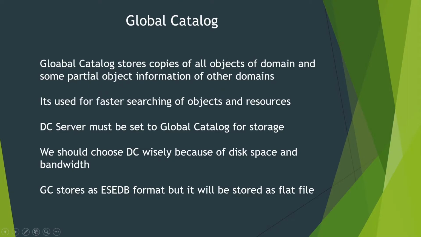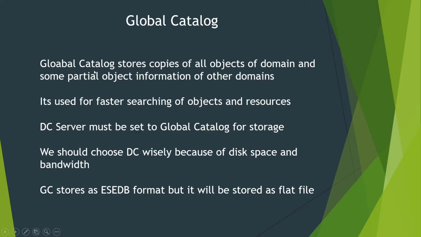And this global catalog also contains some partial object information of other domains. Suppose you want to access a printer from the other domain, because in your domain the printer is busy, and at the same time the other domain's printer is free and you can use it. That's why the partial attribute set is stored in this global catalog, so that this domain controller can ask for other domain controllers' object information. So it is used for faster searching of objects and resources.